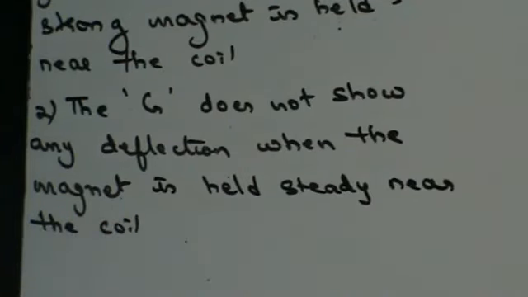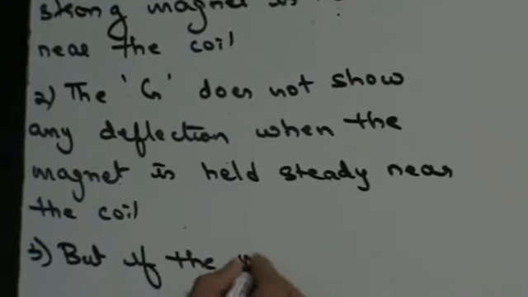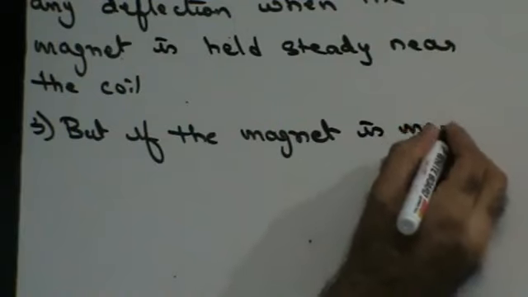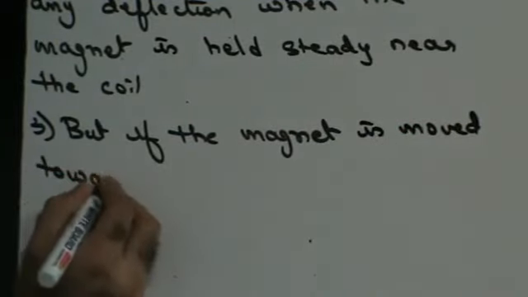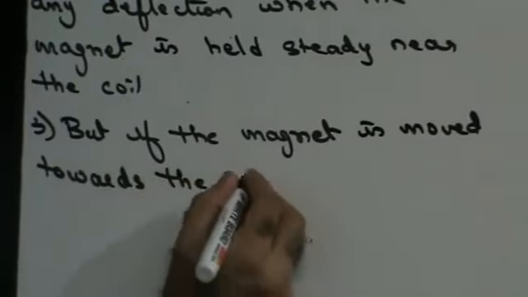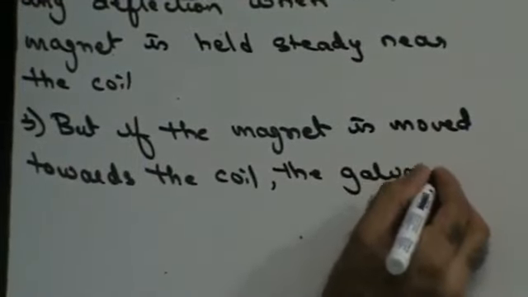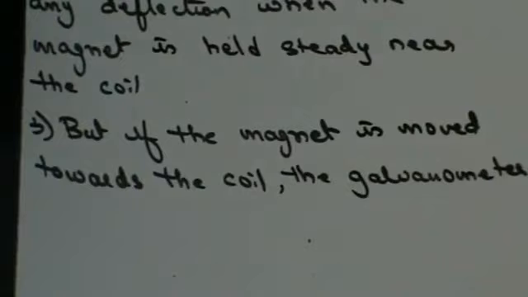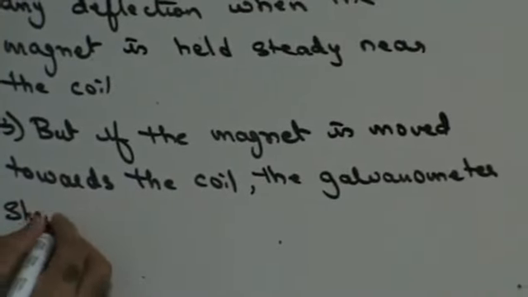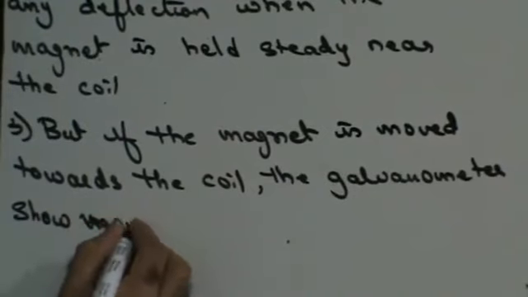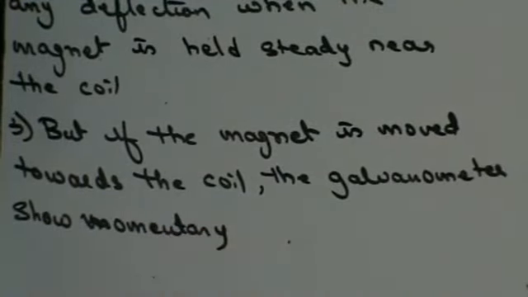Right? But if the magnet is suddenly moved towards the coil, the galvanometer shows a momentary deflection.